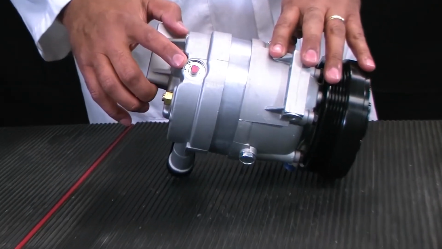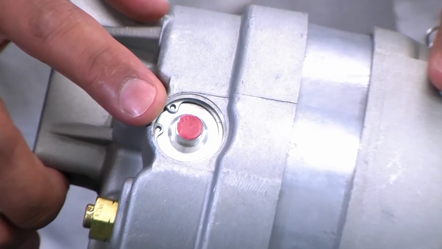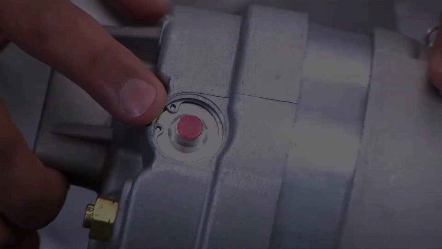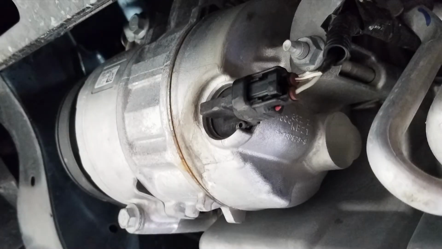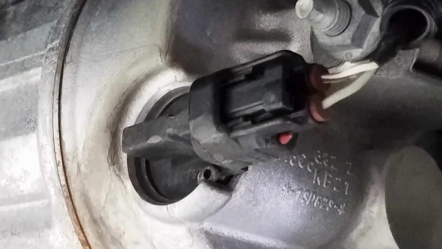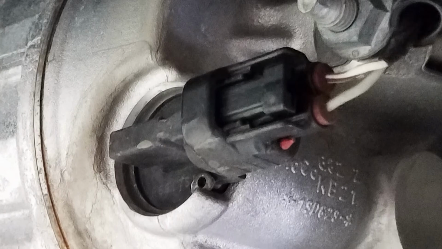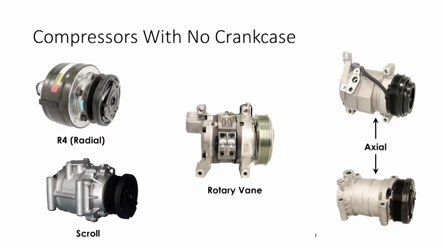Older models use an internal pneumatic control valve, which is usually held in place with a snap ring, as you can see here, while more modern compressors use an electric externally controlled valve that can easily be identified by the 2-terminal connector. Now let's discuss adding oil to systems that use a compressor without a crankcase.